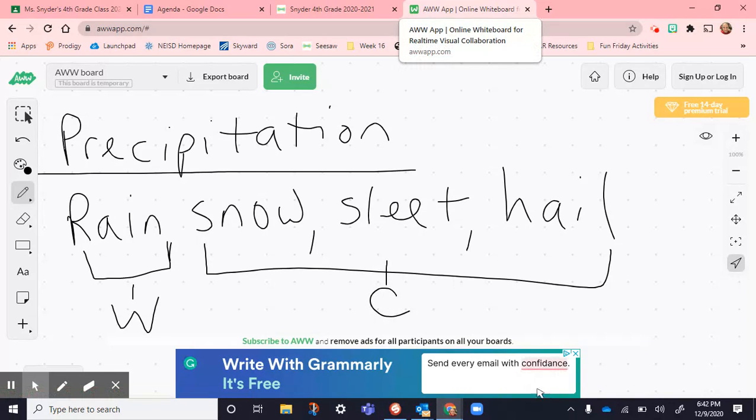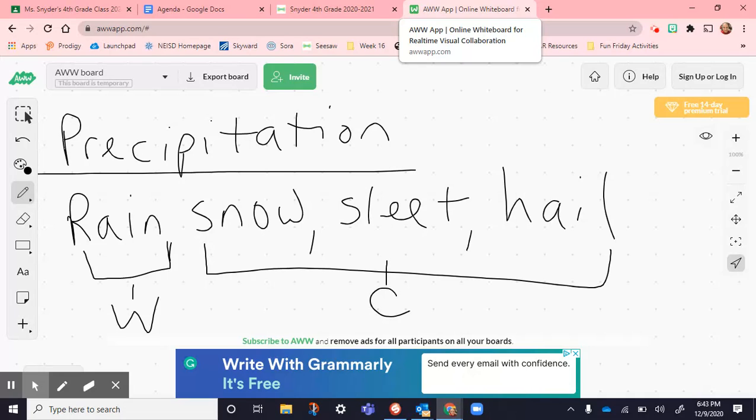sleet and hail. And with hail, you can have pieces that are really tiny in size, all the way up to big, huge baseballs. And so sleet is like really rainy. It's like rainy snow. It's kind of like what we get here if we ever get snow in Texas, in San Antonio. That's kind of more what we get.